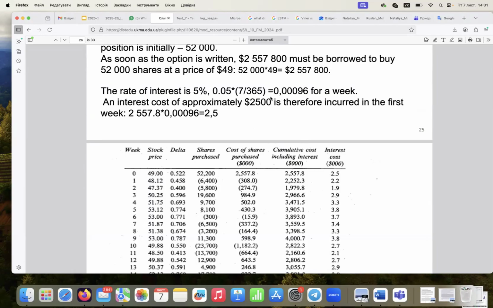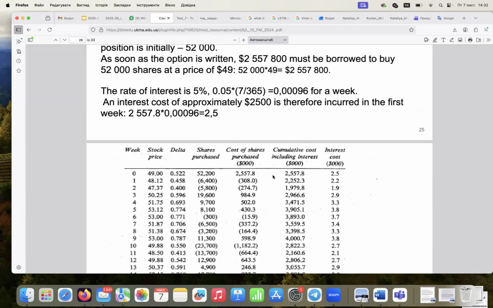Yes, this sum. It is this for a week, but for this sum it will be this multiplied by this, and it should be 2.5. Is it clear?